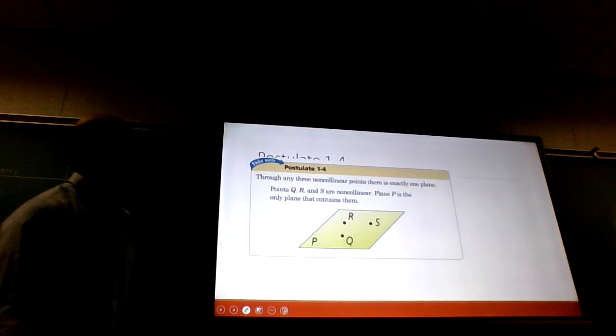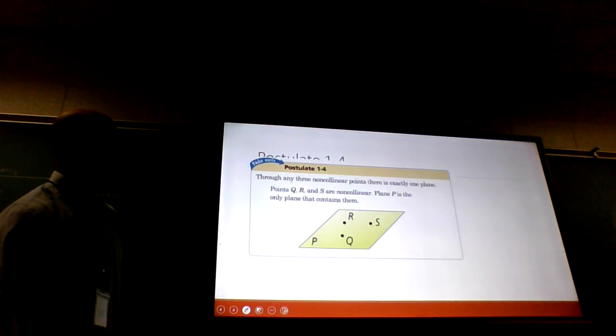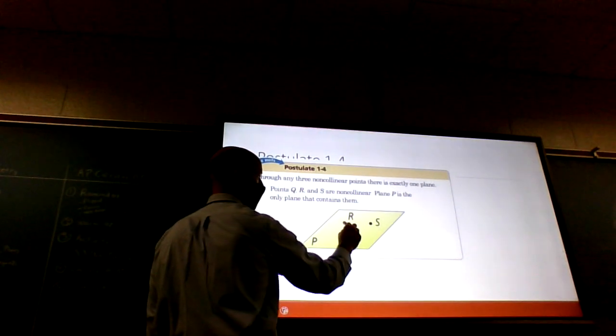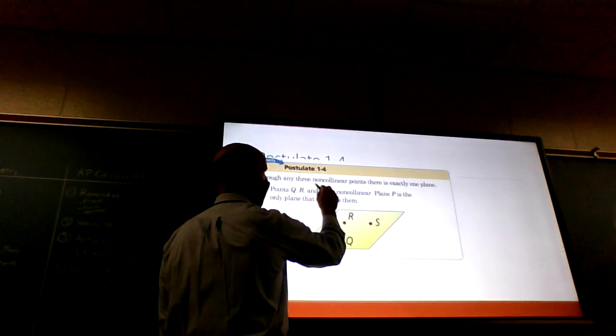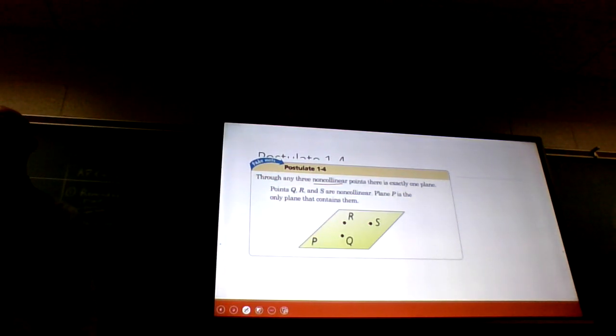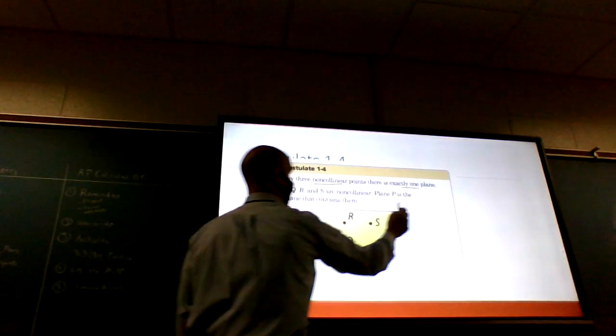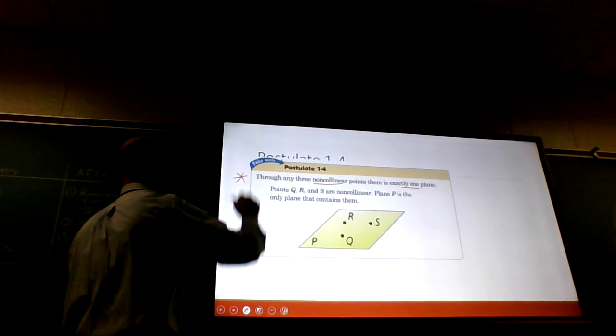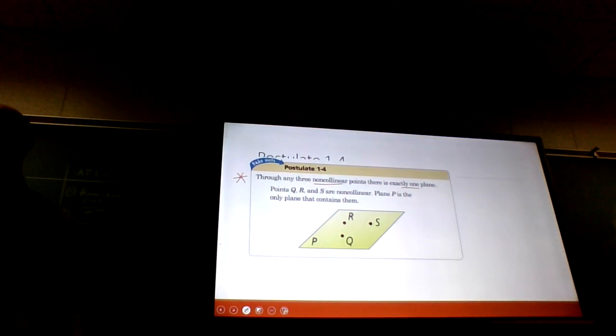And I think this is our last postulate. The last postulate basically tells you this. If you have three non-collinear points, means they're not all on the same line, guess what they have to be on? Exactly one plane. This is the one that's probably the hardest for students to remember.